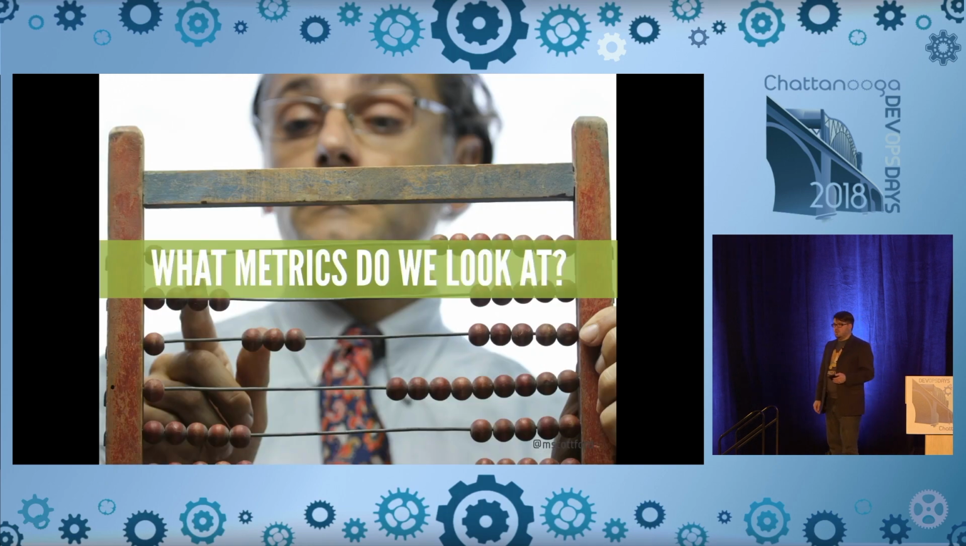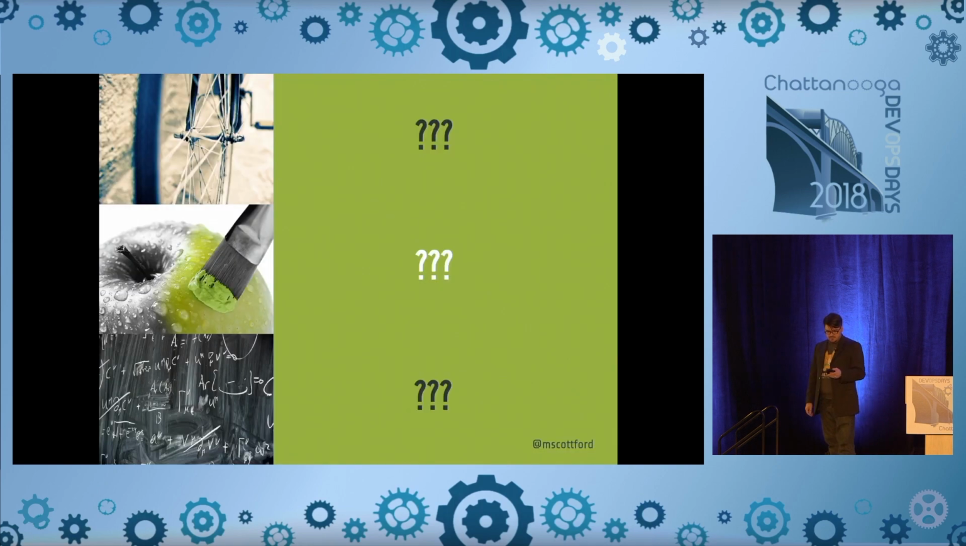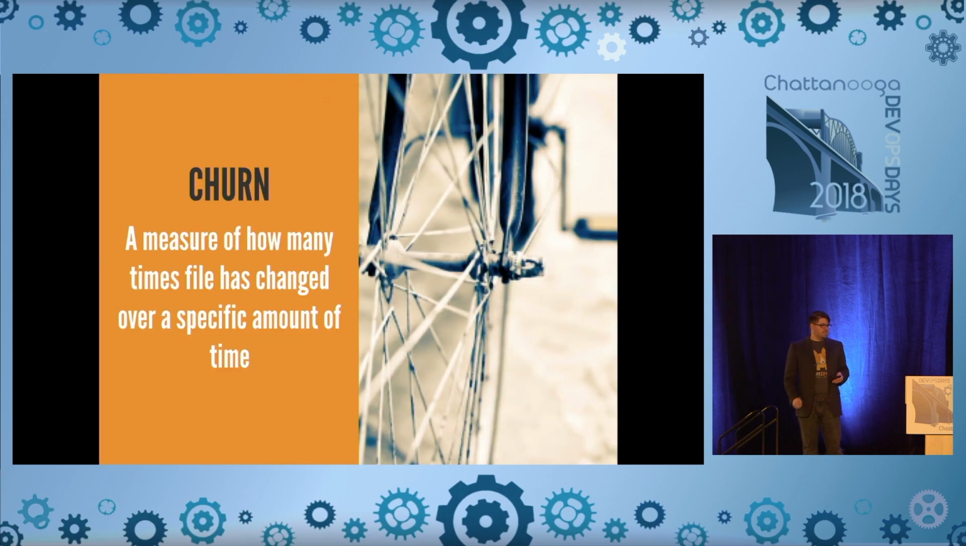So first, what metrics should we look at? There are 3 that I'm going to cover in this talk that we rely on pretty heavily. First is churn. This is a measure of how your system is changing. So how the files in your system are changing and what that can tell you.